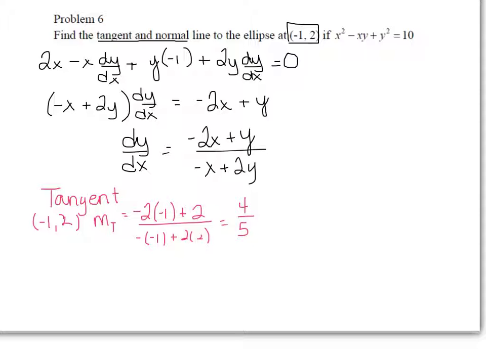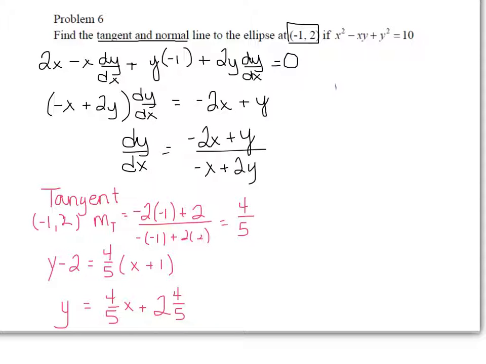Now we write the equation of the line. Y minus 2 equals 4/5 times the quantity x plus 1. Distribute and clean up, and we get y equals 4/5 x plus 2 and 4/5.